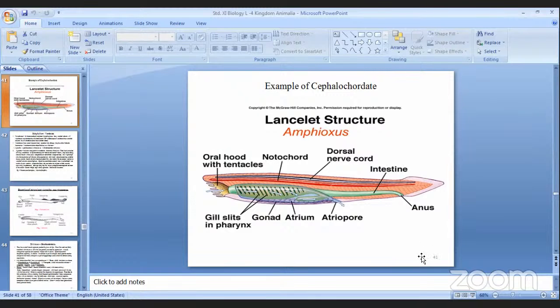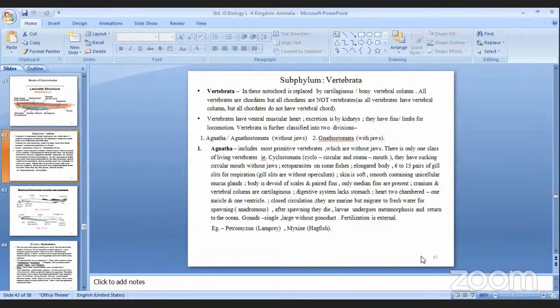Example for cephalochordata. Next, now the next part is the vertebrata. In vertebrata, the general information is that the notochord is replaced by a cartilaginous or bony vertebral column. So this notochord is now getting modified. Here you see it may be cartilaginous or it may be bony.